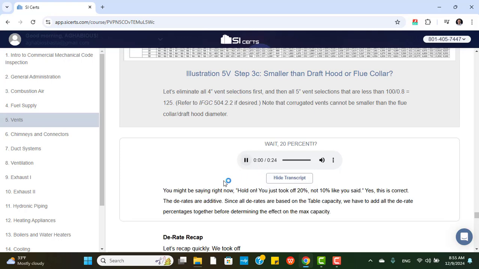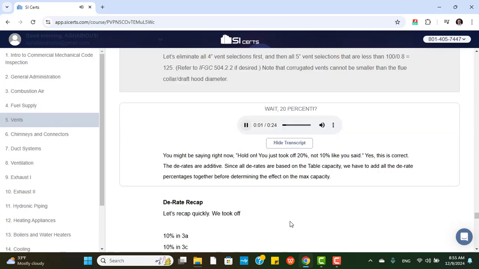Wait, 20%? You might be saying right now, hold on, you just took off 20%, not 10% like you said. Yes, this is correct. The D rates are additive. Since all D rates are based on the table capacity, we have to add all the D rate percentages together before determining the effect on the max capacity.